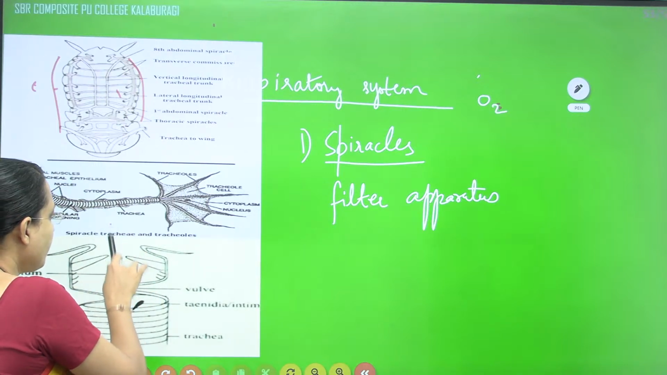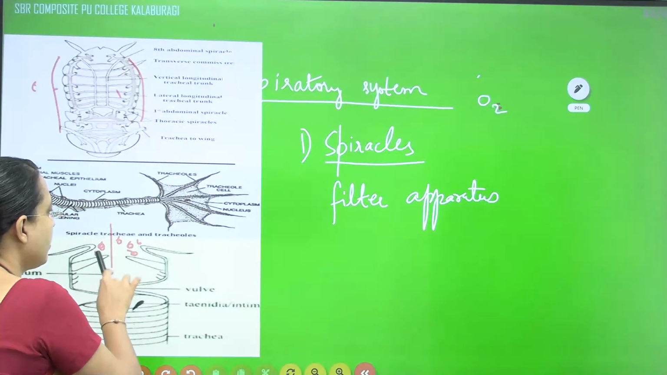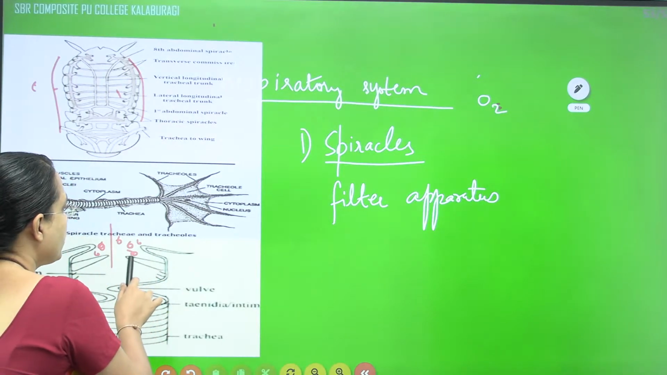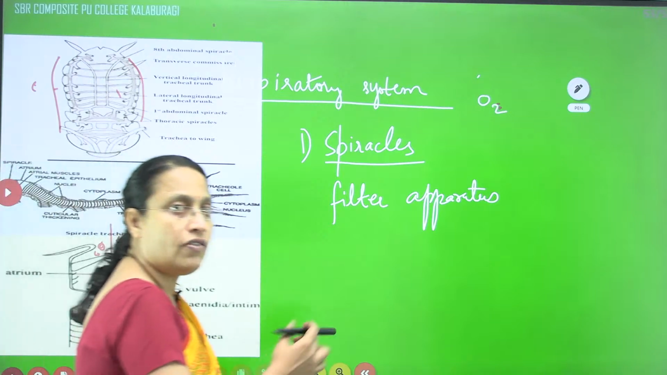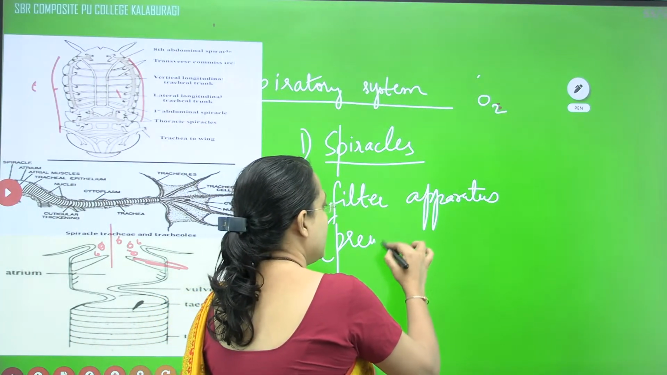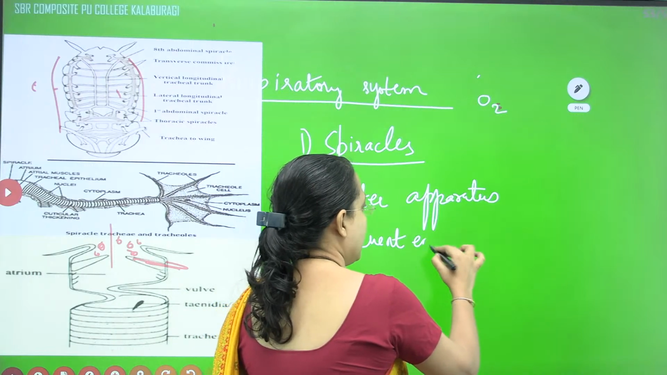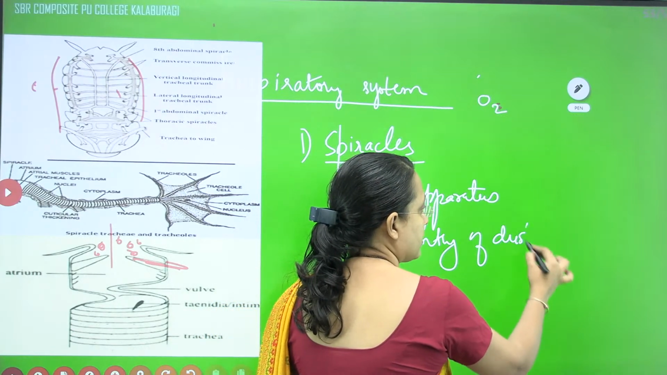If the air entering has dust particles or larger particles, they will be stopped by these bristles. So they prevent the entry of dust particles. That is why we call it a filter system.